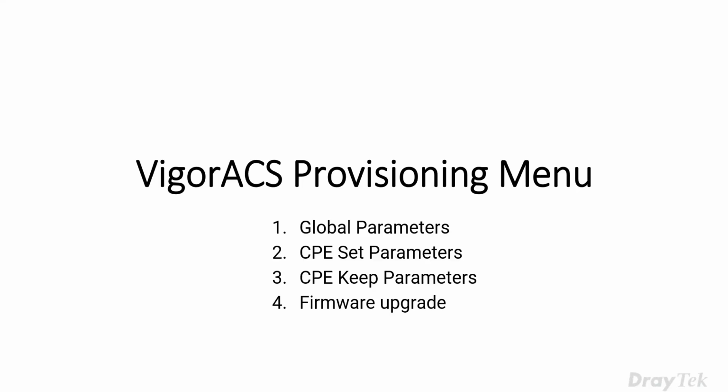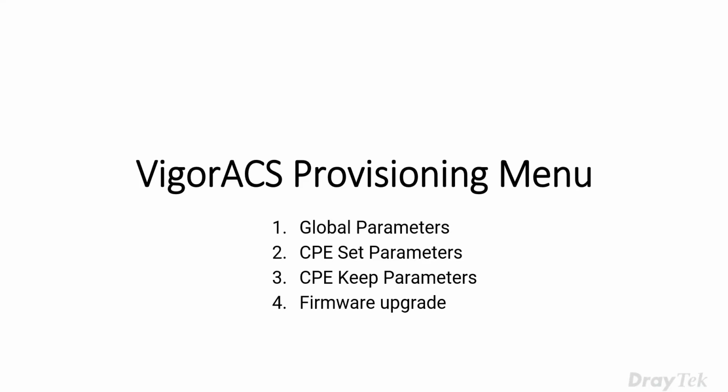Provisioning menu includes global parameters. Global parameters allows you to make profiles that would be applied to many devices, all receiving the same type of configuration. So that might be a new firewall rule, it might be an update to the access control list for a certain organization.